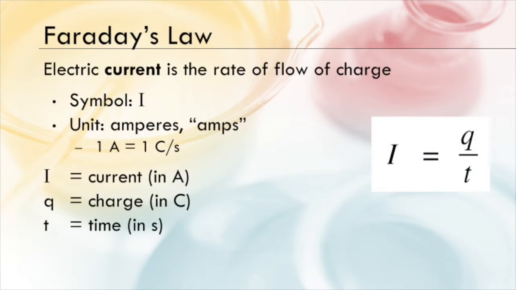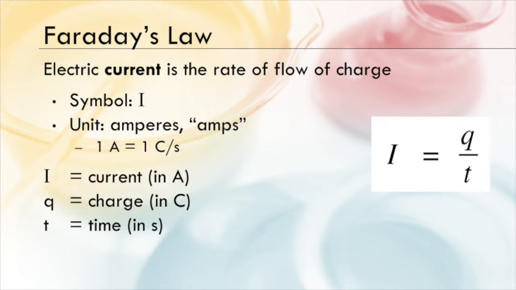We can do calculations regarding electrolysis by using Faraday's law, which is really just based off the definition of current. Electric current is how quickly charge is flowing. The symbol I represents current in the equation I equals lowercase q over lowercase t. Q is the charge in coulombs, and t is the time in seconds. The SI unit for current is amperes, or more simply amps, and is equal to a coulomb per second.